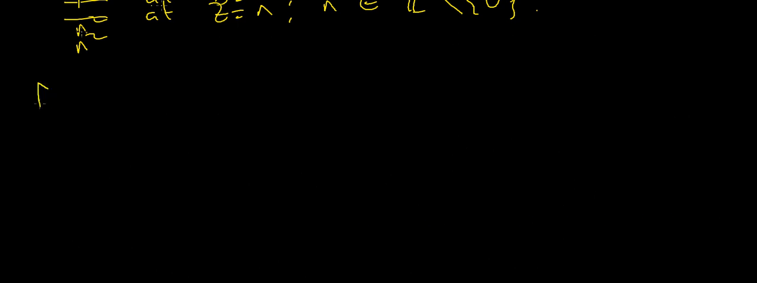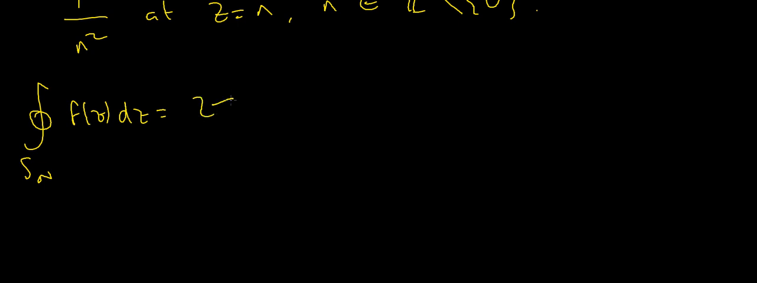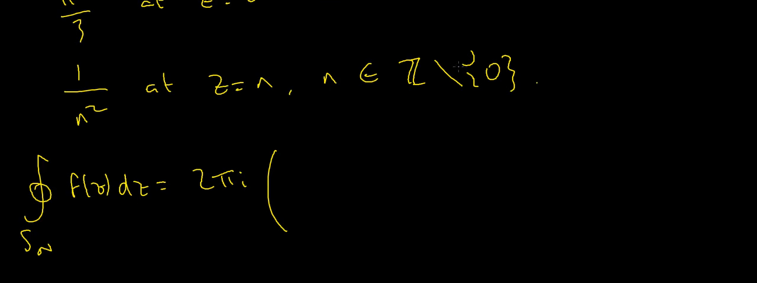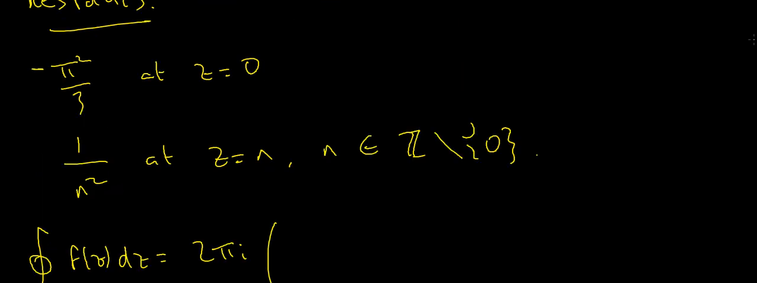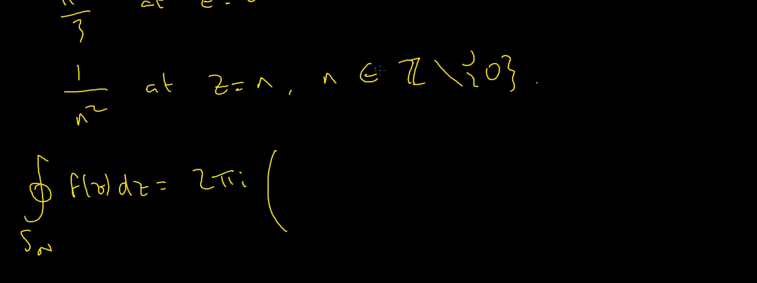The contour integral over S_N, which is shorthand for my square, of f(z) dz is going to be equal to 2πi times the sum of the residues which lie inside the square. Let's see what I've got here. The residue at z = 0 was −π²/3. That's the pole at z = 0.